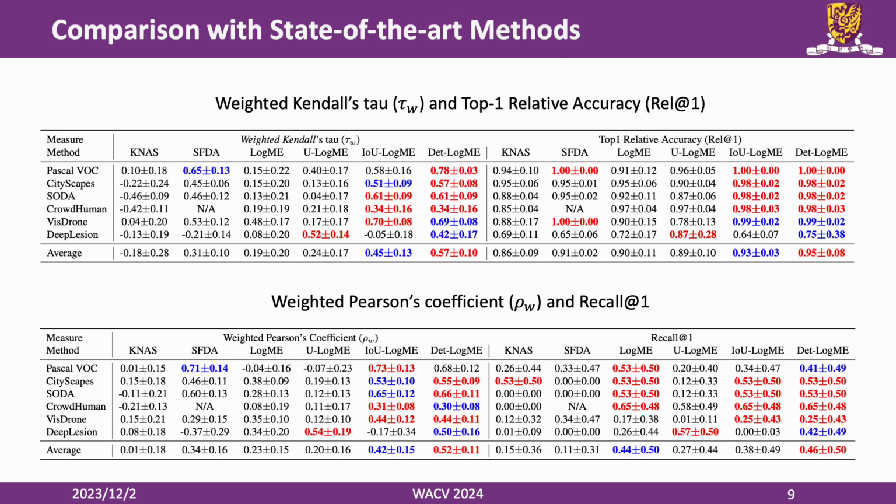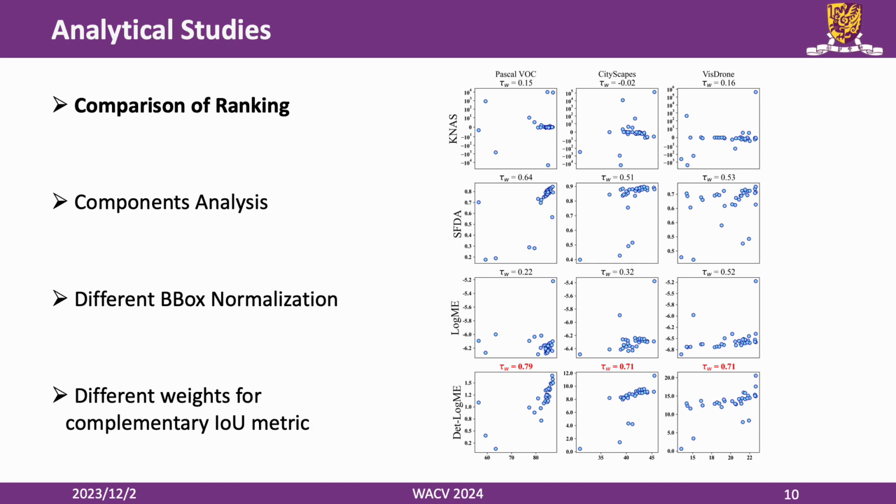Here is the main result of our method compared with the state-of-the-art methods. We can see that our method achieves SOTA performance and performs better than previous SOTA methods such as KNAS, SFD, and LogME. Then we do some analytical studies. The first is that we visualize the detailed ranking, and we find that with our improved metric, our method can better rank the different detectors, as shown here, with a much higher weighted Kendall tau ranking correlation.